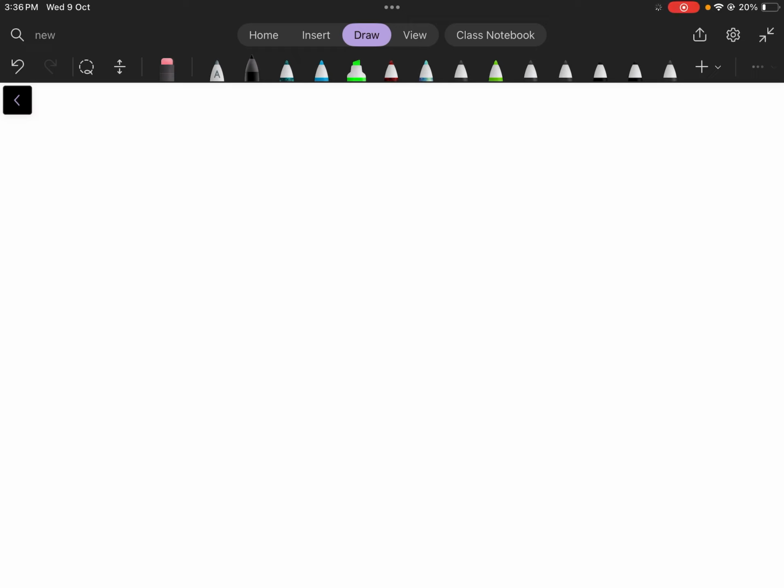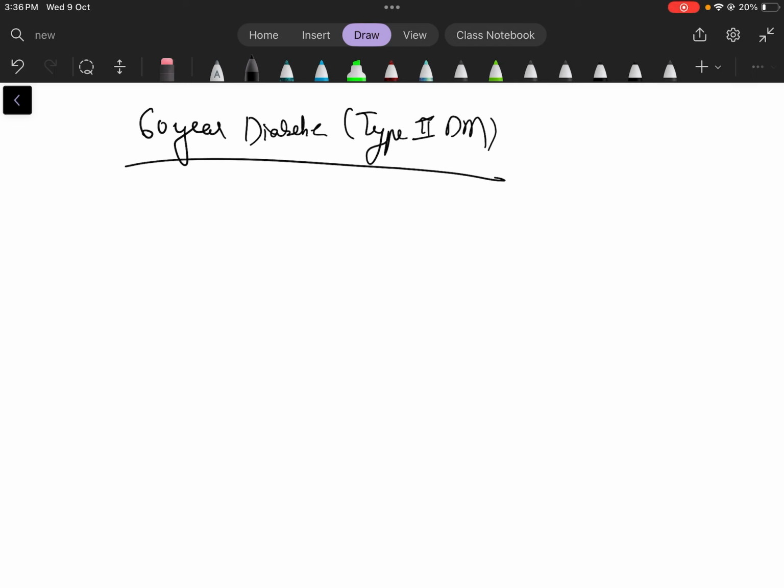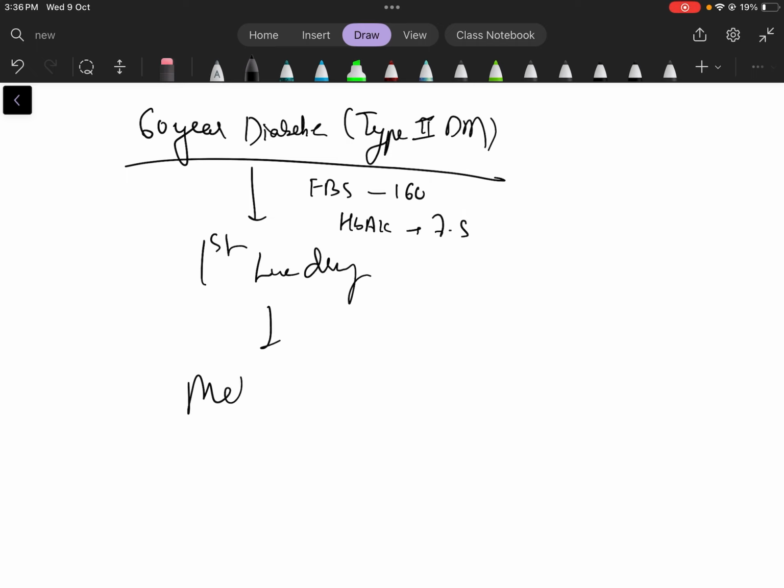So imagine a 60-year-old patient comes who is diabetic, type 2. He's been diagnosed as type 2 DM. So what is the first line of drug you start? His fasting blood sugar is around 160. His HbA1c is around 7.5. Very simple. How do you start treatment and how do you proceed? The first line of drug here is your metformin. What is the dose of metformin? Initially it is started with 500 mg.